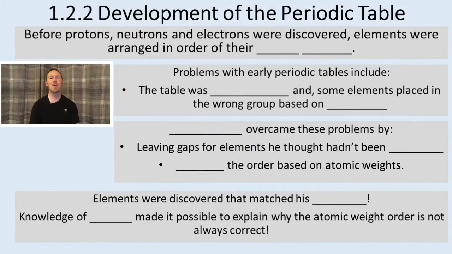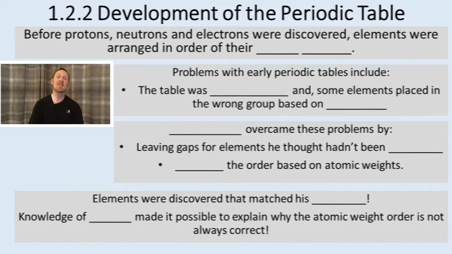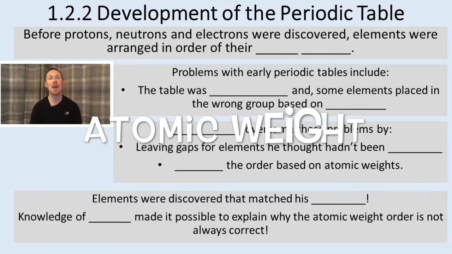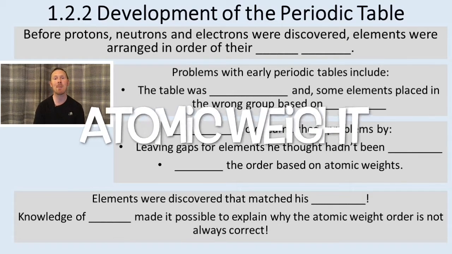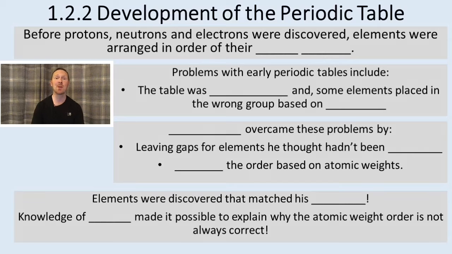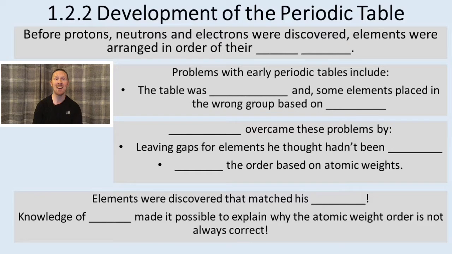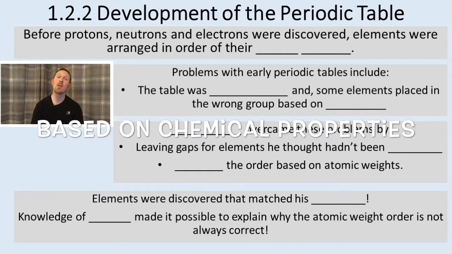1.2.2 Development of the periodic table. So take yourself back before protons, neutrons and electrons had been discovered. The only information they had was the atomic mass. The previous periodic table was arranged where the elements were in order of their atomic mass. Now there were problems that weren't their fault, to be fair, with the early periodic table. The table was incomplete. And because it was incomplete, whatever order they put it in, there were going to be some elements that were in the wrong groups based on their chemical properties.